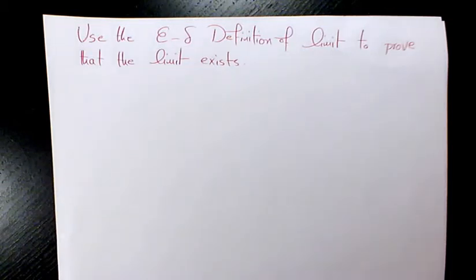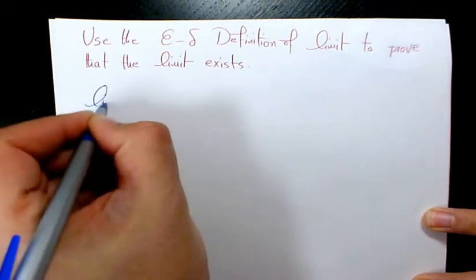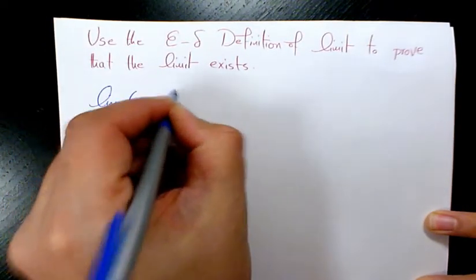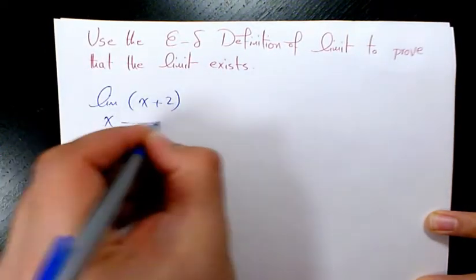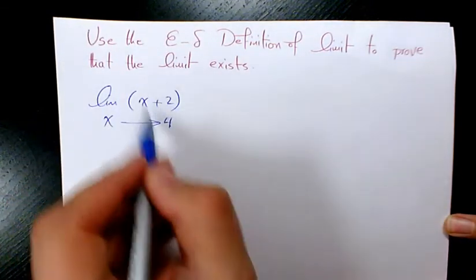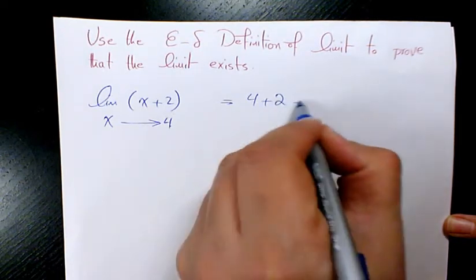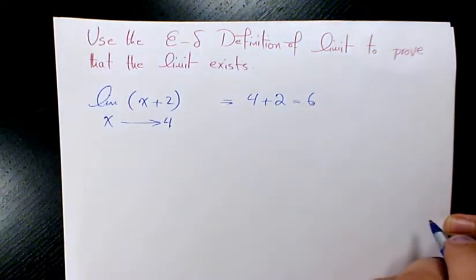This is Massey. In this video I want to show you how to evaluate limits using the epsilon delta definition. First example, we have the limit of x plus 2 when x is approaching 4. We know when we have x plus 2 and x is approaching 4, the limit is going to be 4 plus 2 and that's equal to 6.